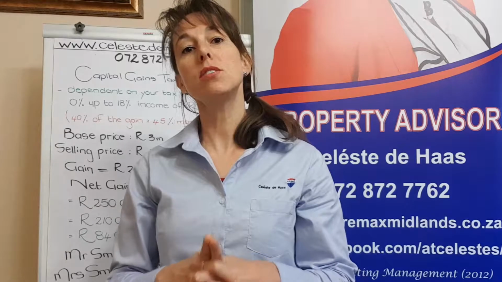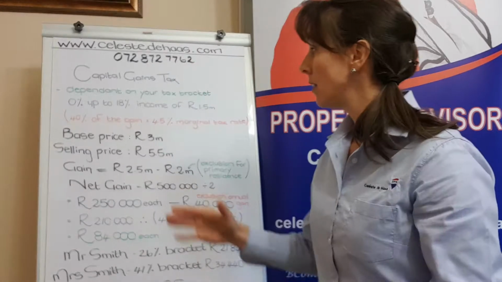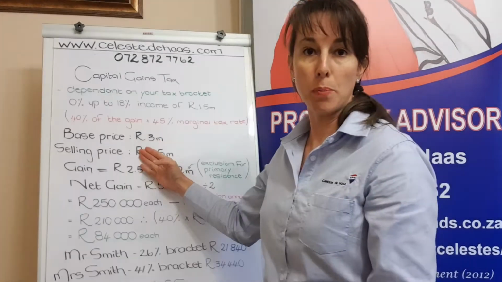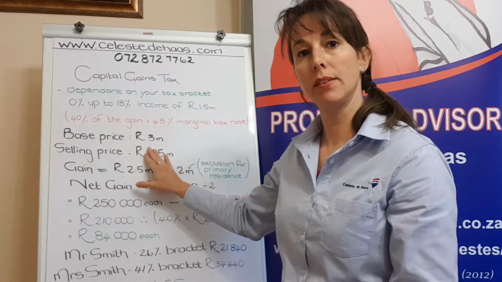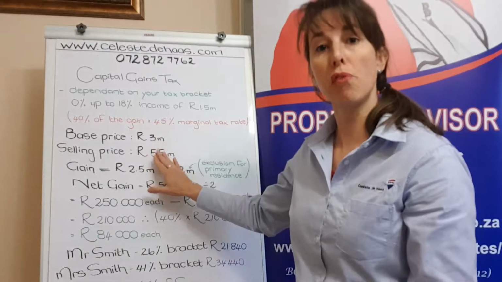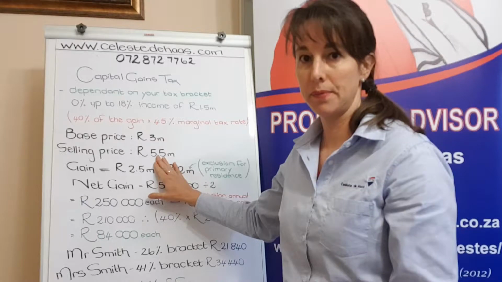When a property is held jointly, such as the case of a married couple, the exclusions and capital gain is shared equally between these two parties. We are going to share an example with you. Mr. and Mrs. Smith. Their base price for the property is 3 million rand. They sell it for 5.5 million rand.